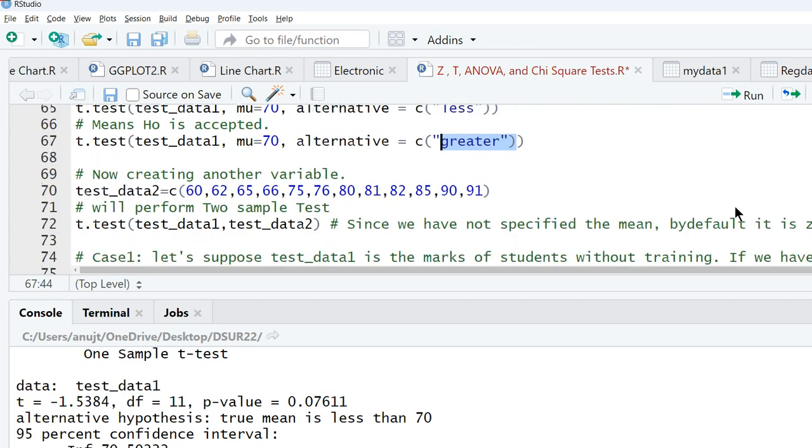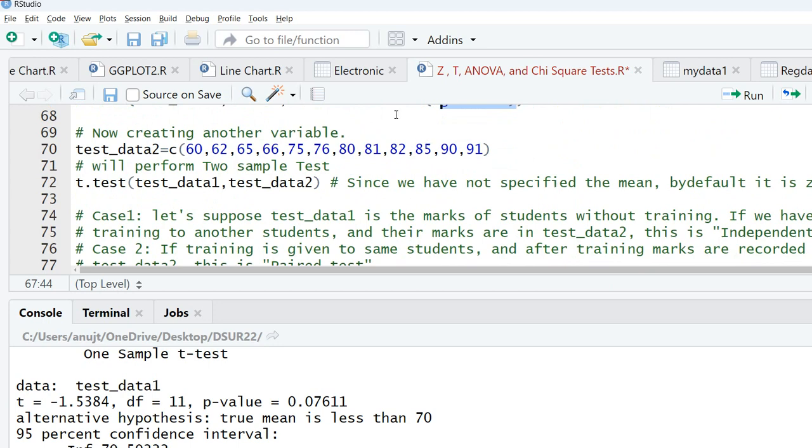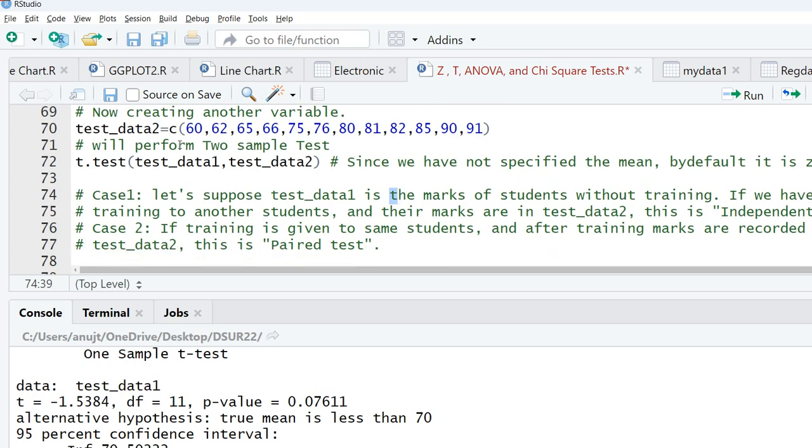Now I'm creating another variable. This is another variable, and I have saved it as a vector named test_data_2. So what I'm doing here, my objective is, we have test_data_1 and test_data_2. So we have two cases here.